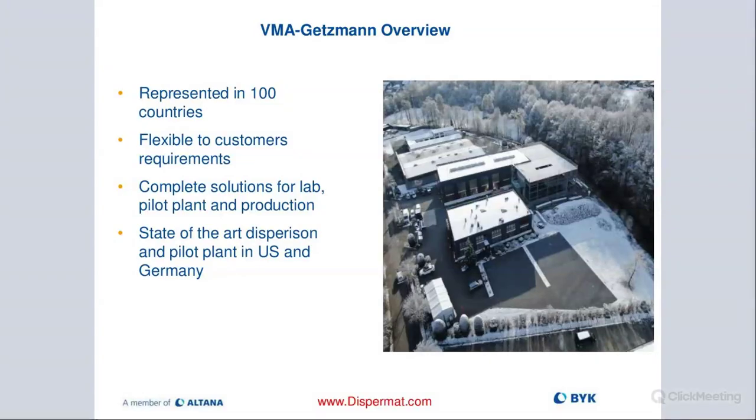VMA is known to do a lot of customization, especially with those new end-use markets. You have batteries and fuel cells. These new end-use markets require some customization, and so VMA is known to customize about 40% of all the equipment. Again, they have a complete solution for lab as well as pilot and production. And then we have a really nice laboratory to show the equipment in Wallingford, Connecticut, as well as in Germany at VMA.